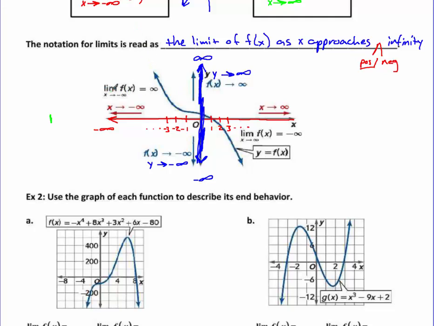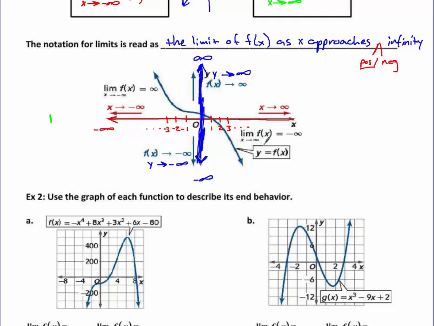So we say the limit of f of x as x approaches negative infinity, so as x is going way out this way, f of x is going to be reaching positive infinity. And so the limit of f of x as x approaches negative infinity equals infinity.